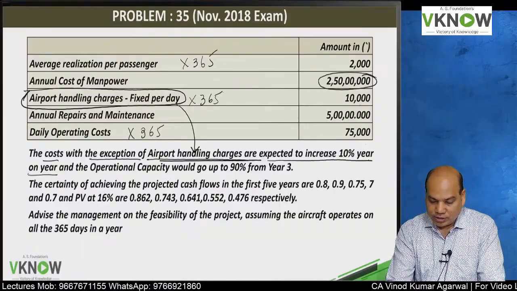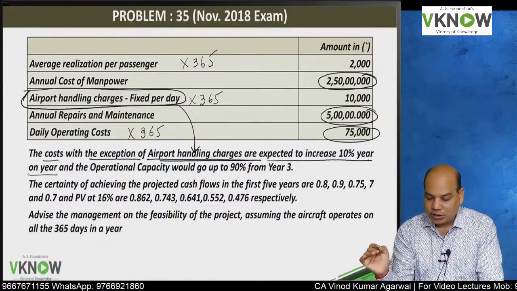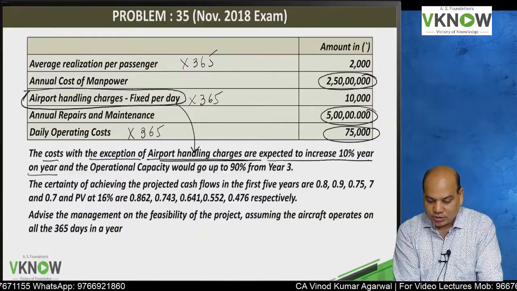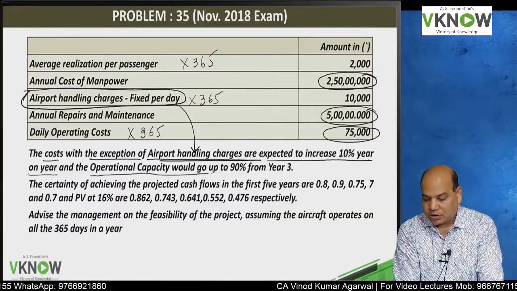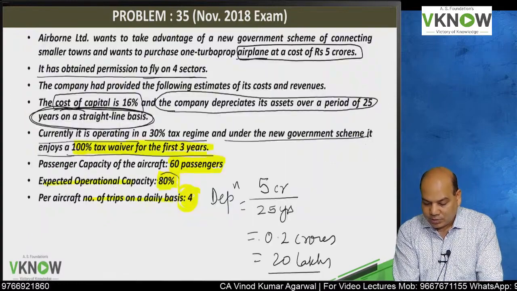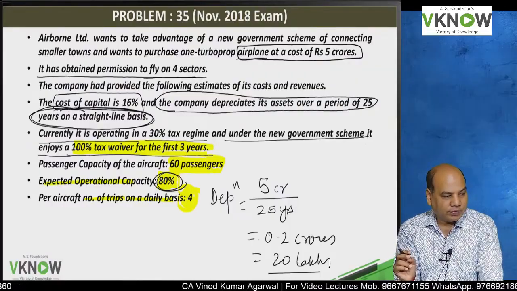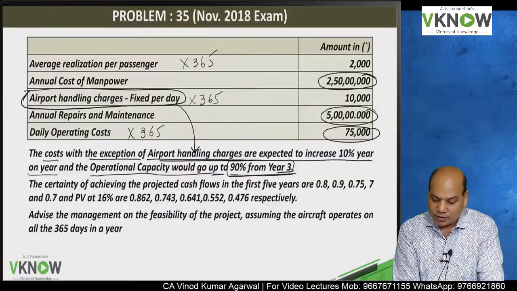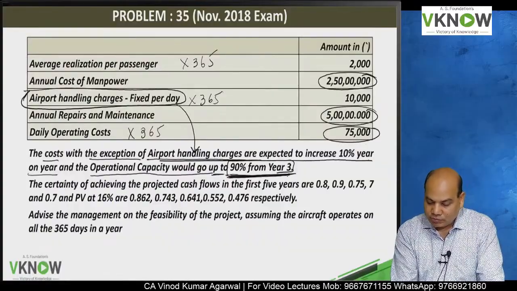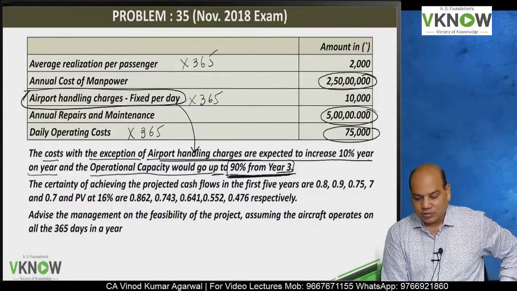This cost will increase by 10% year on year basis, and the operational capacity will go up to 90% from year 3. So you see, it was 80%, but it is 80% only for 2 years, first and second year. Thereafter, the capacity would be 90% from year 3. Lot of data crunching will be done.